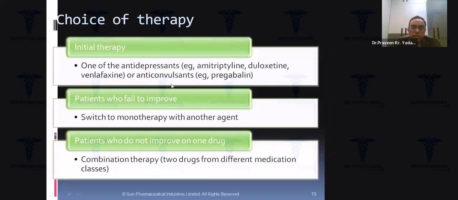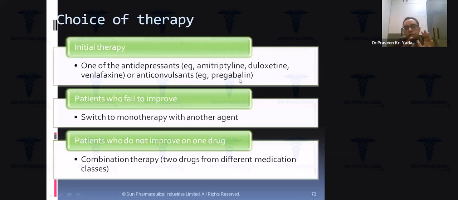Now, for the initial therapy, you can choose the antidepressants or the anticonvulsants. The guidelines are not very clear on which you should choose, but based on efficacy, it is better to choose a gabapentinoid initially if the neuropathic pain is very severe. So if the patient is having very severe pain, you need an agent which is going to control the pain quickly and give the patient symptom relief. So you go for an anticonvulsant group of medications like pregabalin or gabapentin.